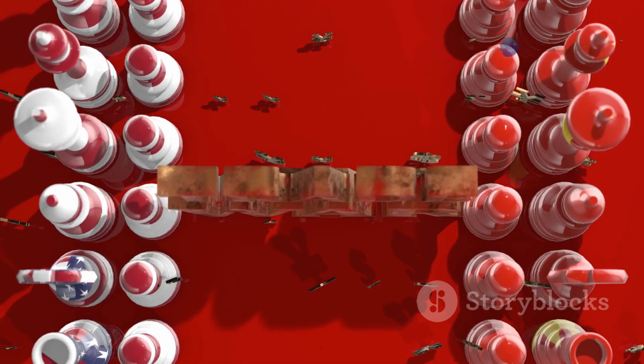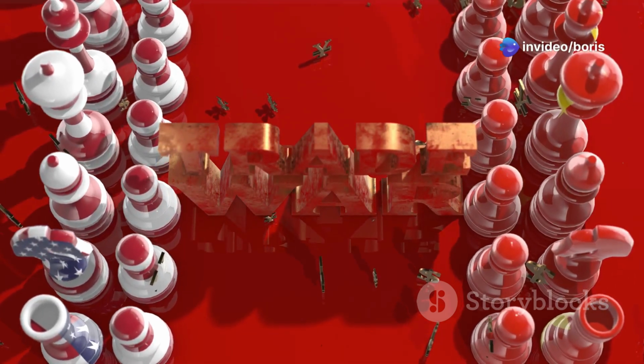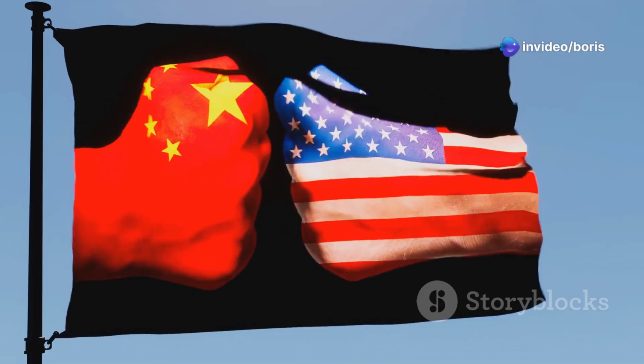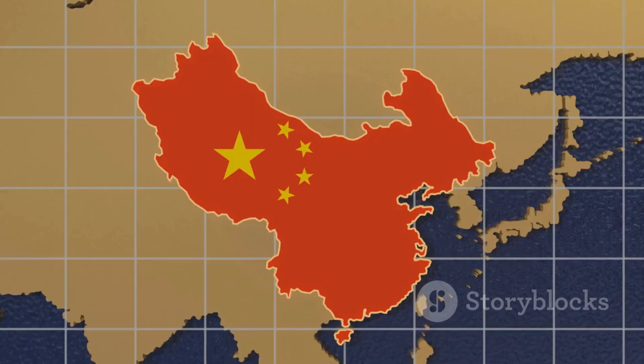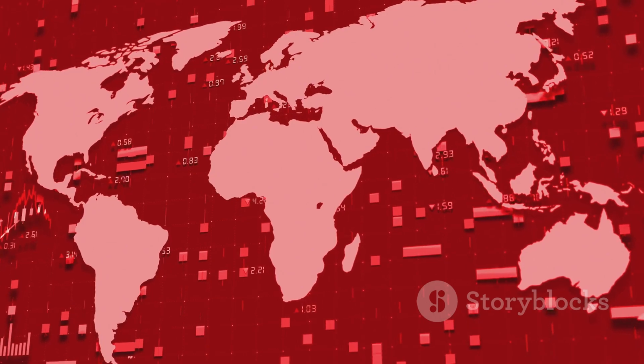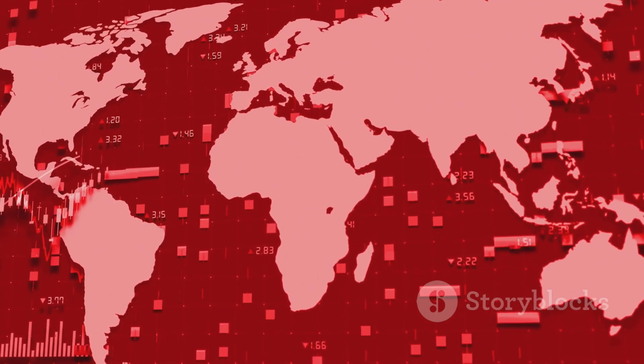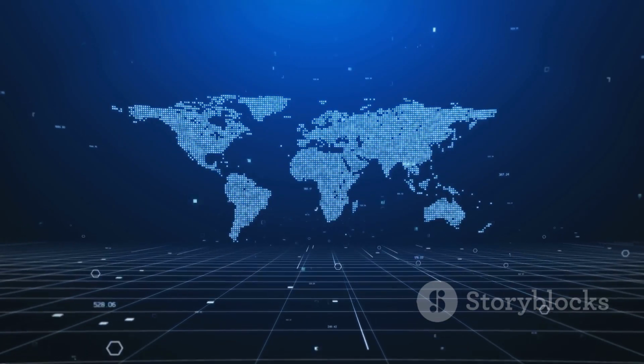The US-China trade war may have started with tariffs, but it turned into a battle over global influence, trade power, and economic strategy. While the immediate effects were felt in both countries, the long-term impact is still unfolding across the world's markets. One thing is certain: trade wars change everything.